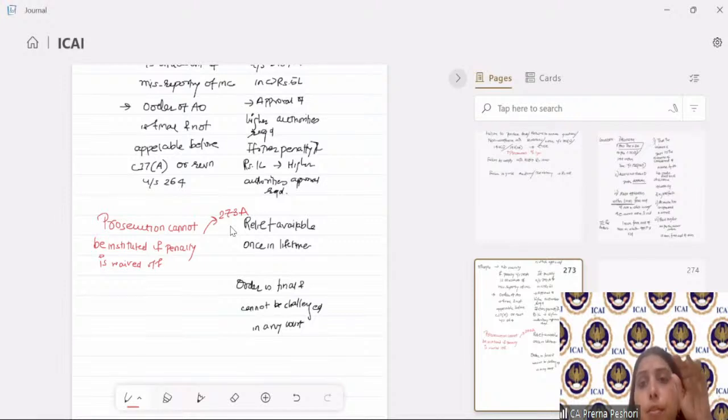Again, there is going to be a faceless prosecution scheme which is going to come in. Clear? Is that clear? Any doubt till now? Any doubt?